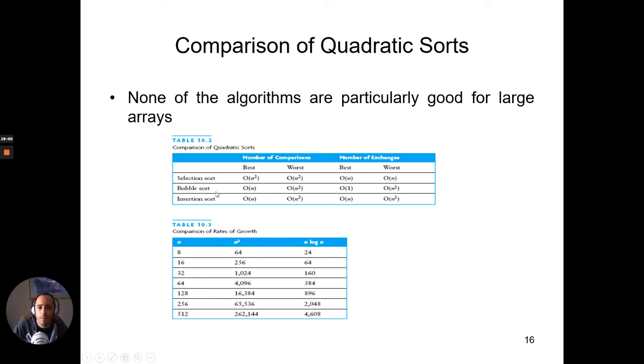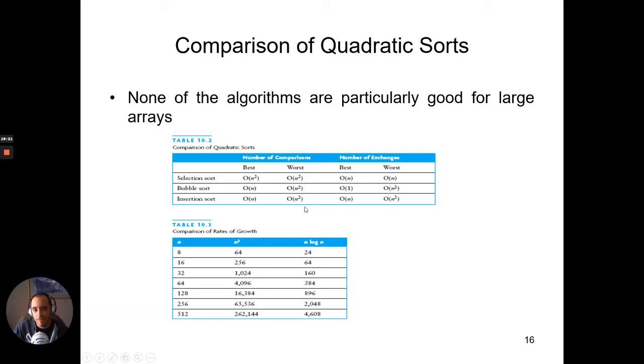So what we've done so far is we've talked about the quadratic sorts. And you know from our talk of Big O notation that we can look at best cases, worst cases, and average cases. When you look at the worst cases, all of these sorts are quadratic sorts.